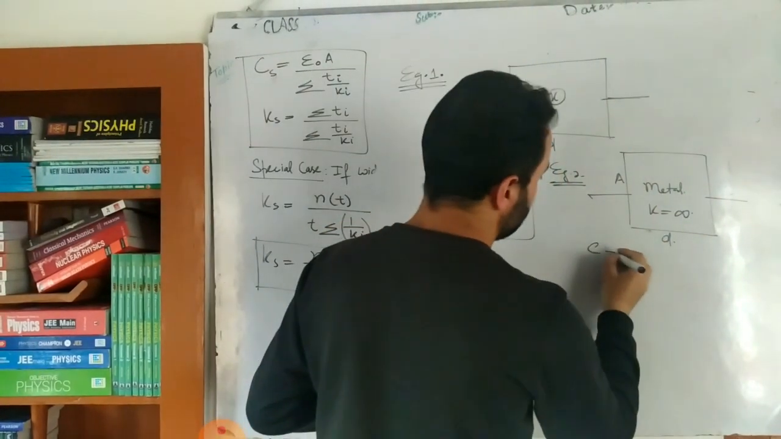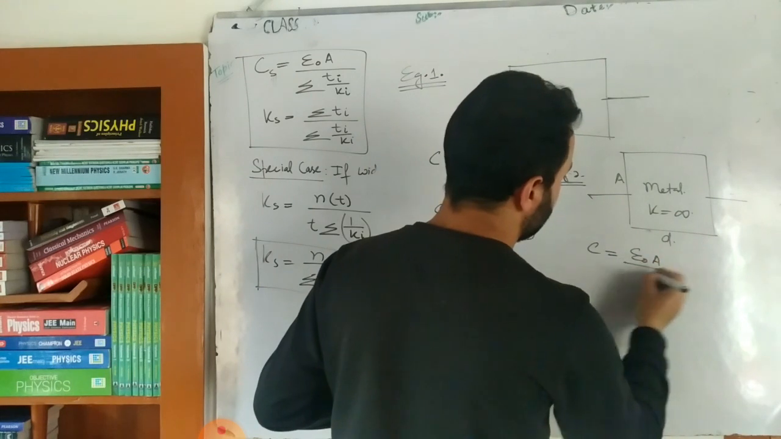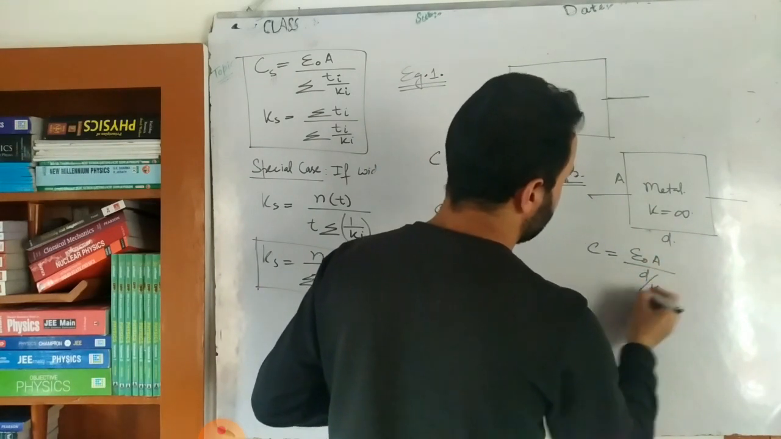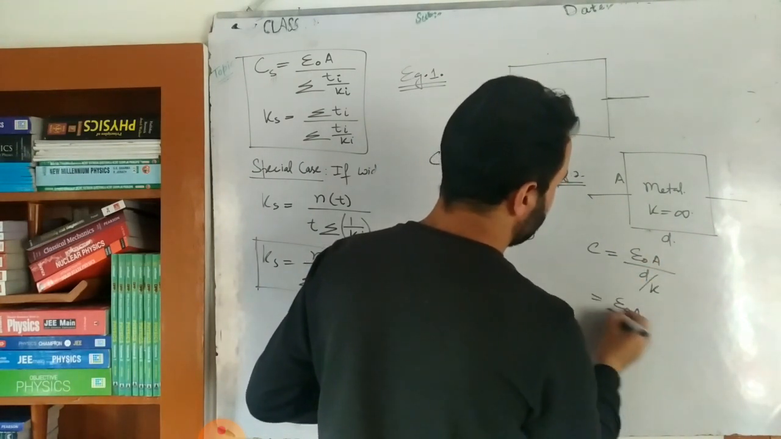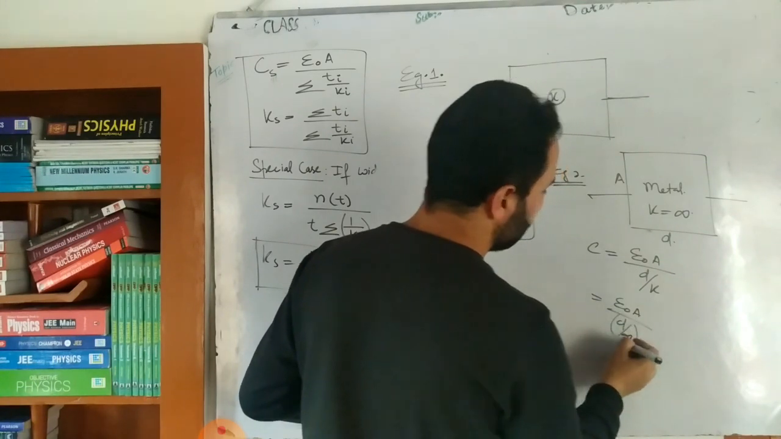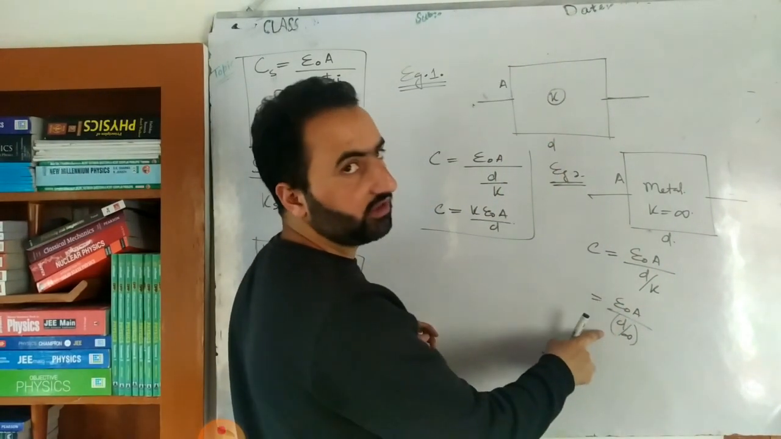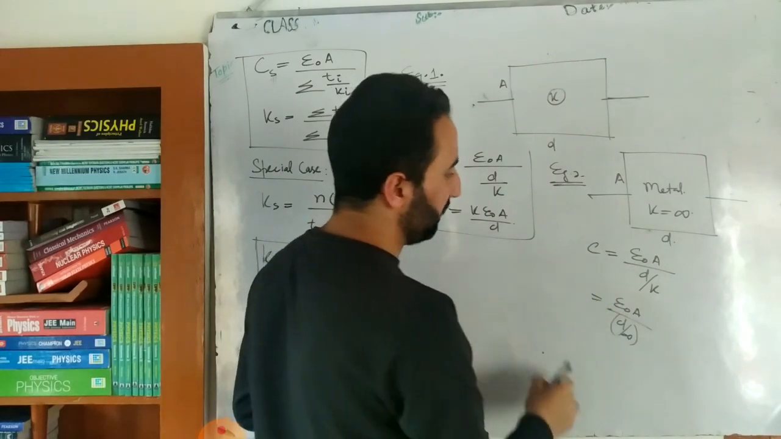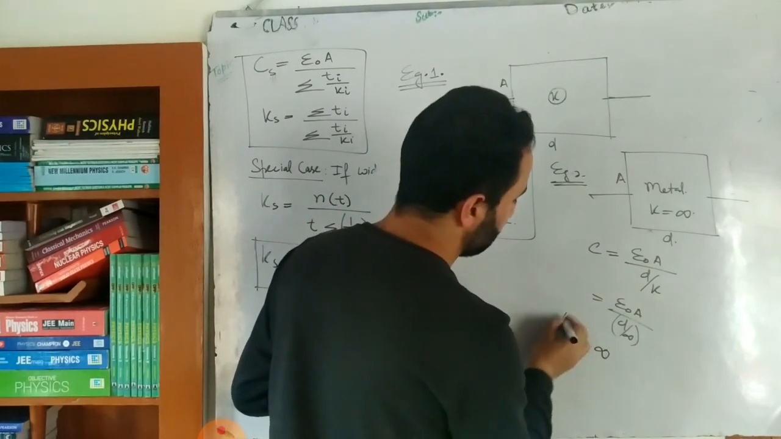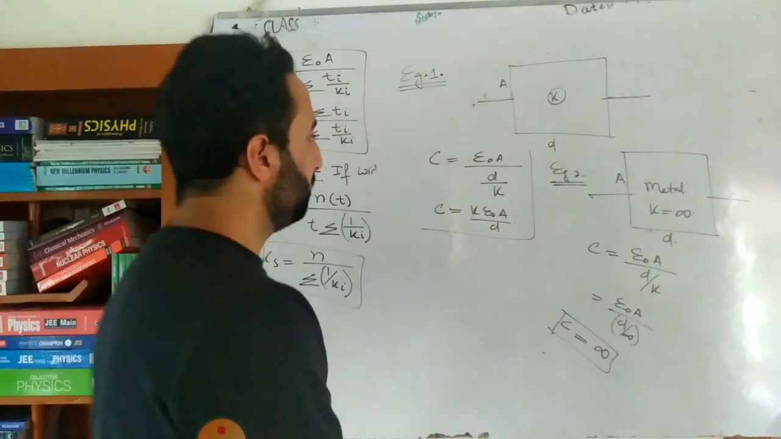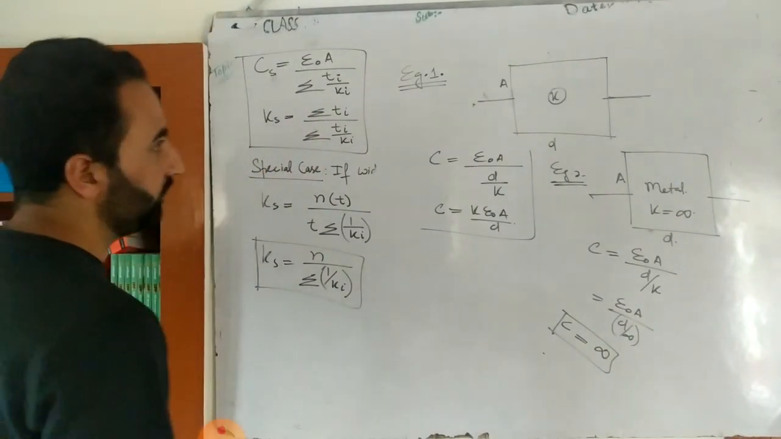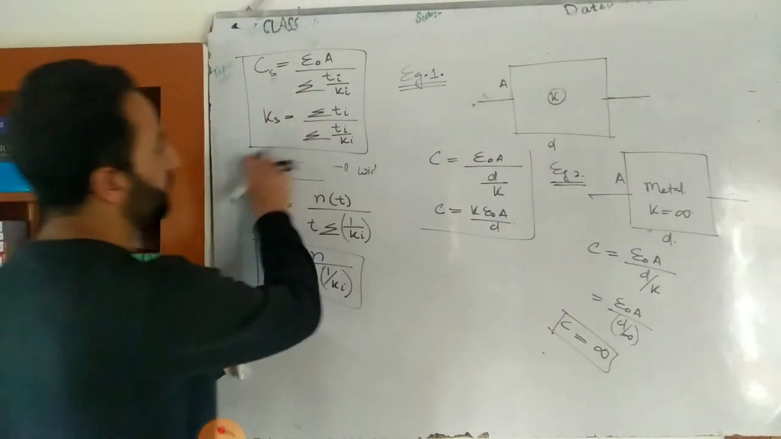So let's calculate the capacitance. C will be equal to epsilon 0 A divided by D by K, that is equal to epsilon 0 A divided by D by infinity. D by infinity is 0. Now epsilon 0 A by 0 is equal to infinity. So the capacitance will be infinity, as expected. Okay, pause here, write it down.